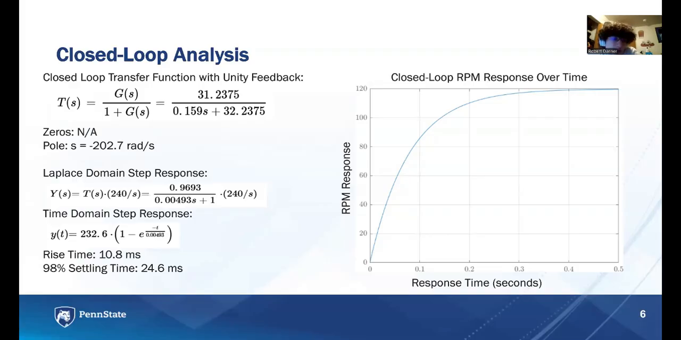The closed-loop DC gain is 0.9693, and with a reference input of 240 RPM, the steady-state value becomes 232.6 RPM. To find the step response, the transfer function was again multiplied by the step input, and the responses in the frequency and time domain can be seen in the second and third equations. The response of the closed-loop system over time is graphed on the right.